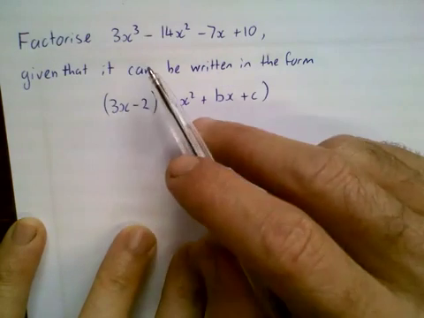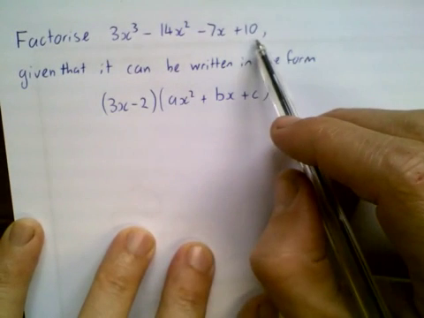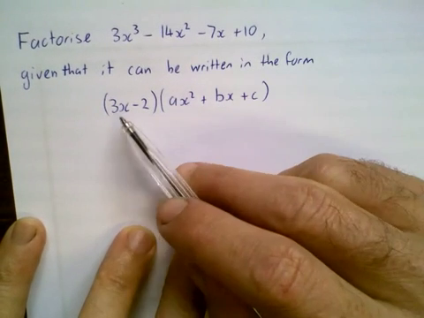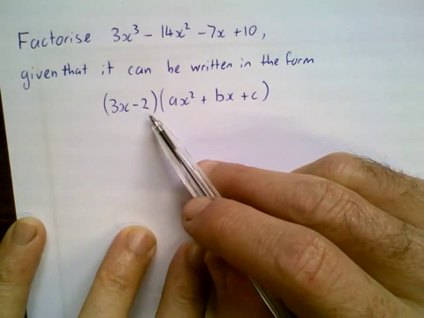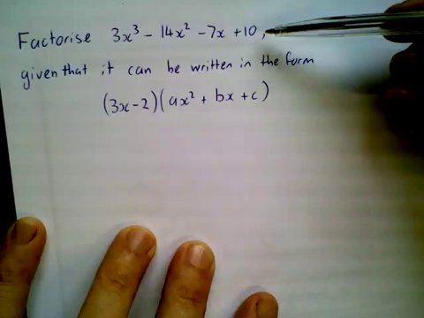Okay, factorising this expression, 3x cubed take 14x squared take 7x plus 10, a cubic expression. And we're given one factor, 3x take 2, which allows us just to inspect coefficients of our original expression.